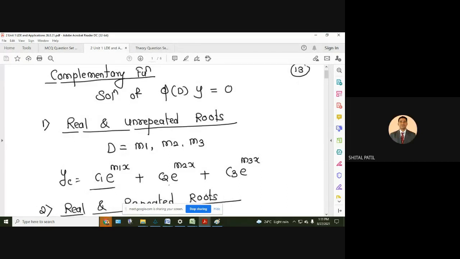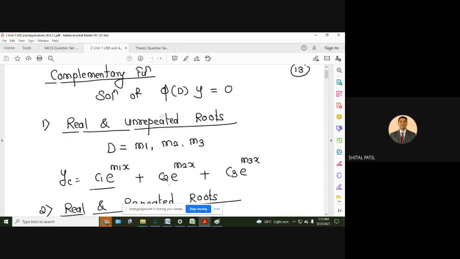So our aim is to solve nth order linear differential equation with constant coefficient. For the time being, our aim is to solve phi of D y equal to 0. We are considering the right hand side equal to 0, and the solution of this differential equation is known as the complementary function. The nature of the complementary function depends on the nature of the roots. Four different subtypes are there.